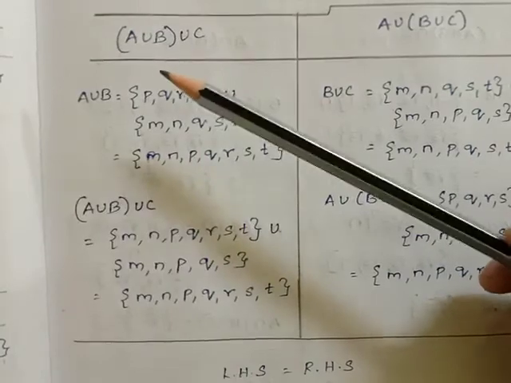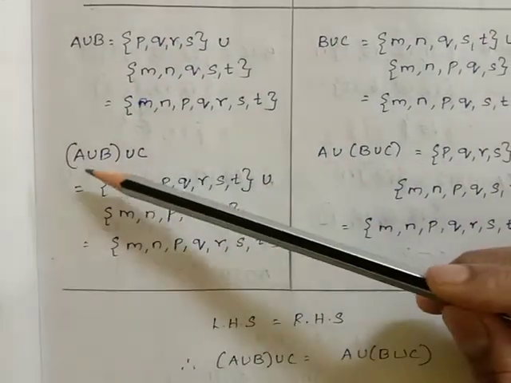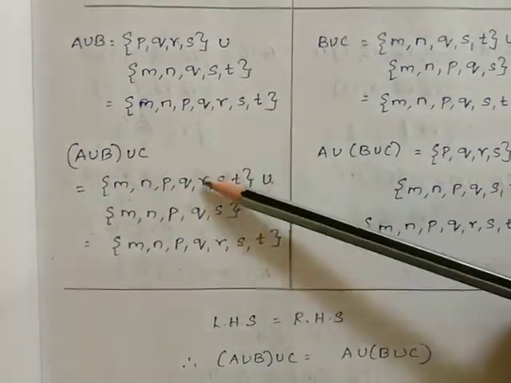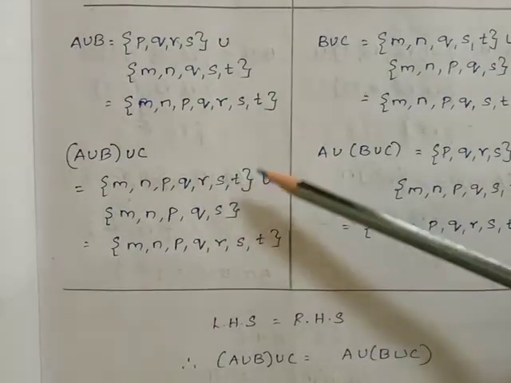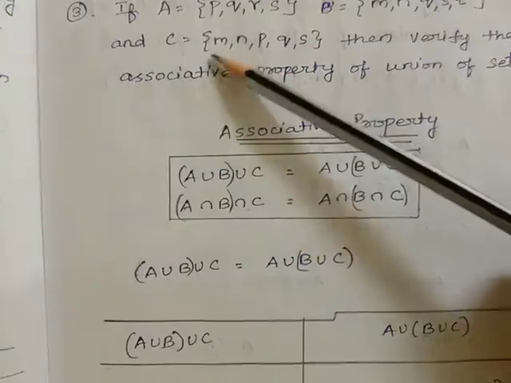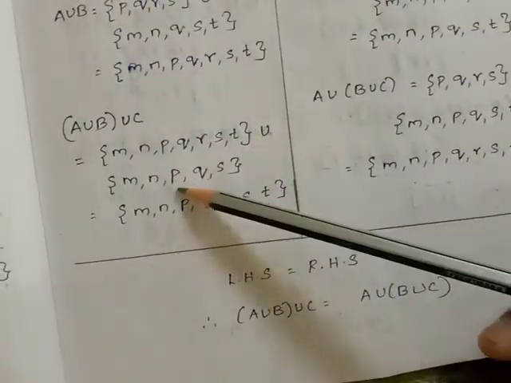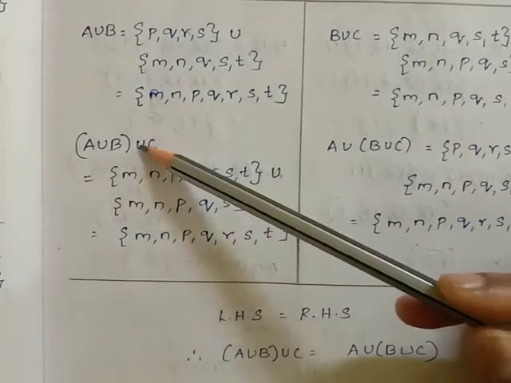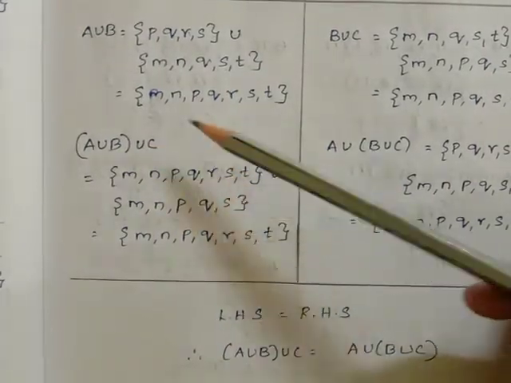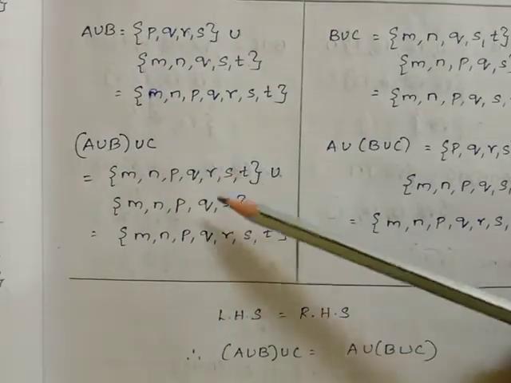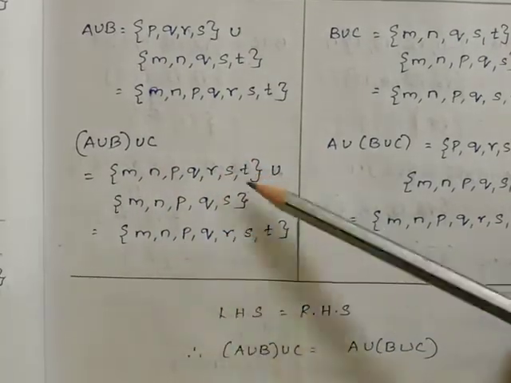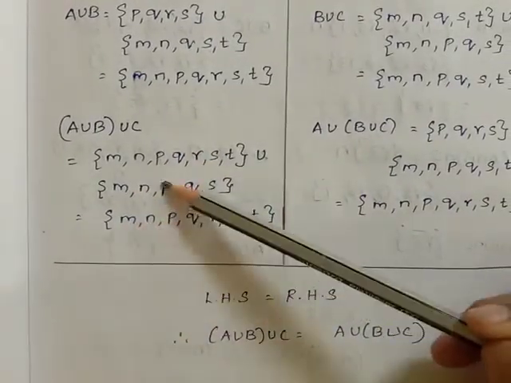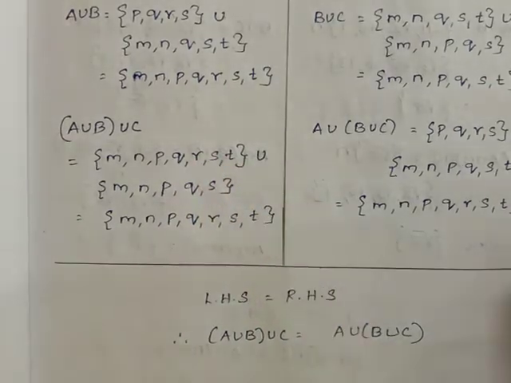Next, we will find the whole term (A union B) union C. The value of A union B is what we just found above, that is M, N, P, Q, R, S, T. Union, the value of C, it is given in the question: M, N, P, Q, S. The relationship between them is union, so we want all the elements of A union B and C. Repeated elements are written down once, in ascending order to avoid confusion. So we compare both and write all the elements: M, N, P, Q, R, S, T.